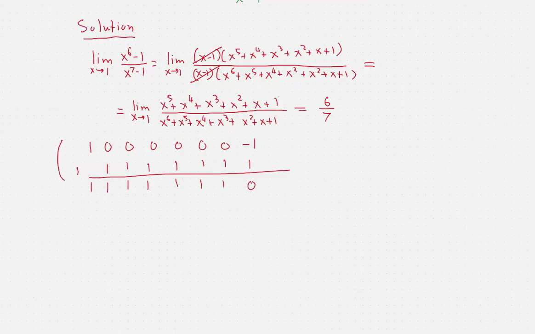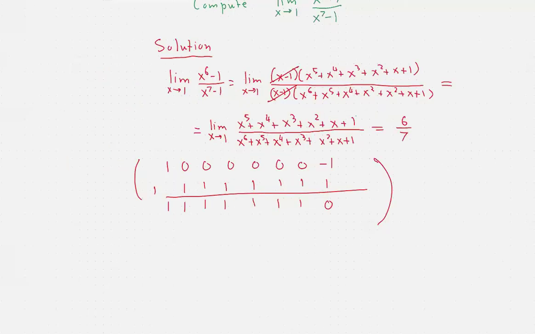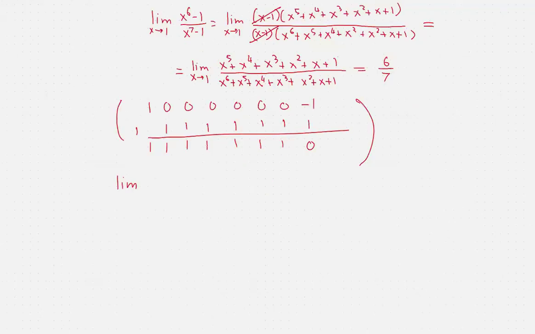However, L'Hopital's rule can settle this in a much more elegant way. So by L'Hopital's rule, we can consider the quotient of the derivatives. And this is the limit as x tends to 1 of 6x to the 5th over 7x to the 6th.